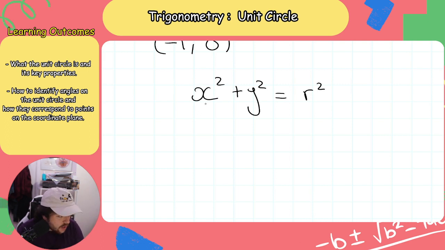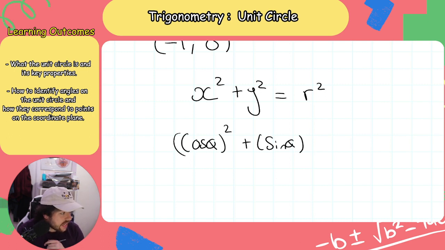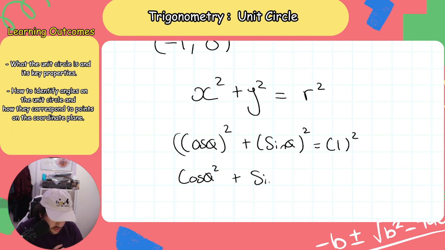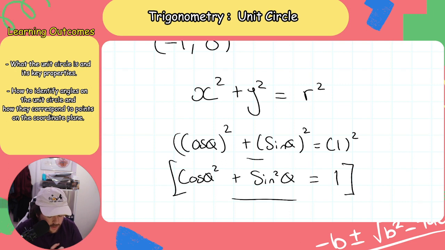My x coordinate is now given by cosine theta squared plus my y coordinate, which is given by sine theta squared, and the radius of my unit circle is 1. So I now have cos squared theta plus sine squared theta is equal to 1 squared, which is 1. And this is a key trigonometric property that you need to know for your Leaving Cert exam.